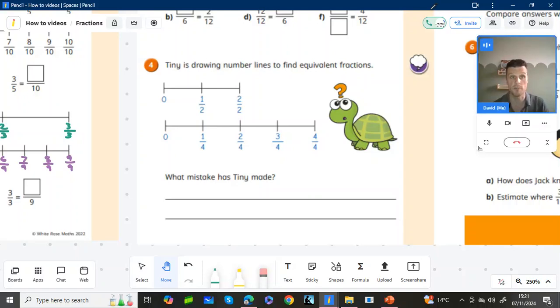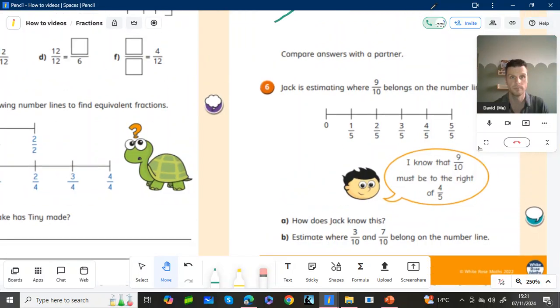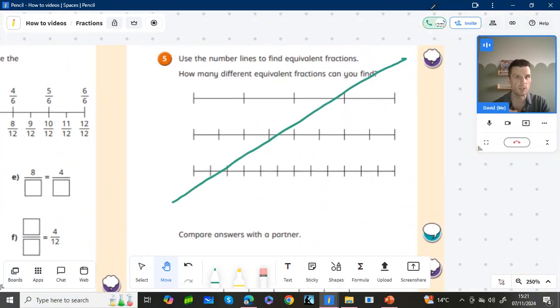Okay, moving on to question 5, which I've crossed out because I appreciate you can't draw the number lines at home. So you've only got to answer question 4 here. Let's move back onto the PowerPoint.